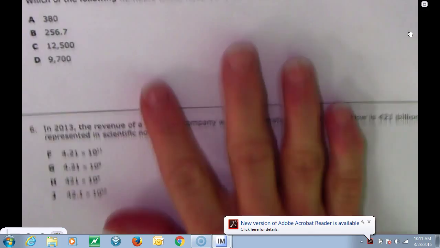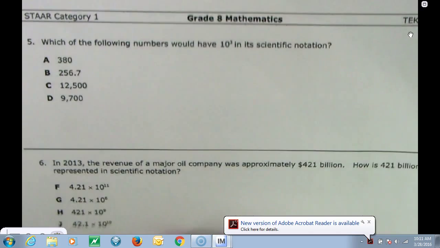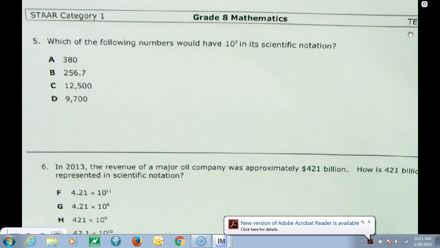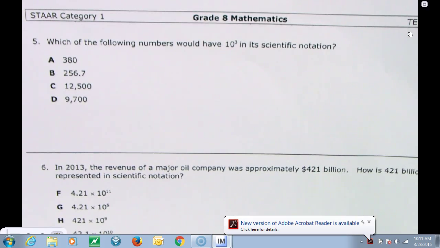Just close your binder, eyes up here. We're going to go through different questions. Look at number 5. Raise your hand, or just get your answer, and then we're going to vote. Oh, good, we got plenty of time. Number 5, get your answer. Then we're going to vote.